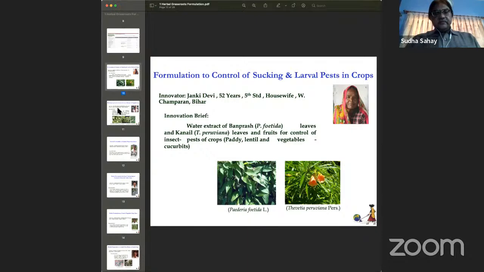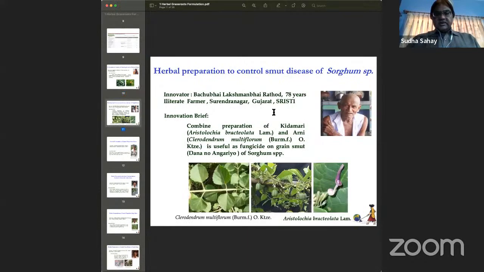This is another practice from Gujarat for the control of smut disease in sorghum. The plants used were Aristolochia bracteata, commonly known as kidamari. Kidamari means killing the kida, that is, the insect. The name of the plant itself denotes its medicinal property. Another plant used by this innovator was Clerodendron. When we tested this formulation for smut disease in in vitro conditions, we found positive results.